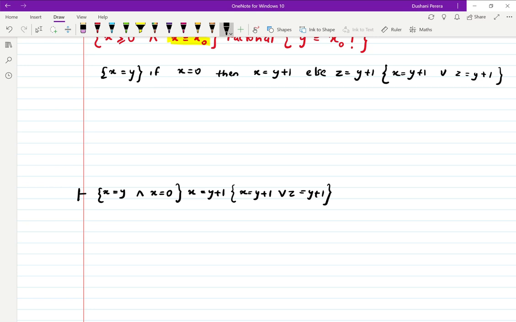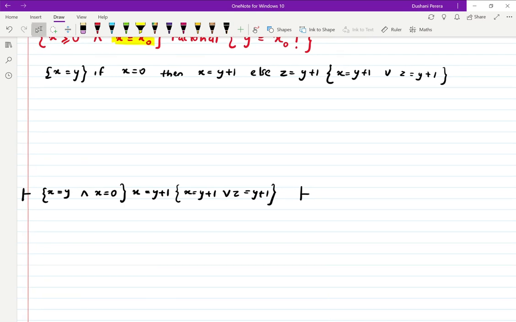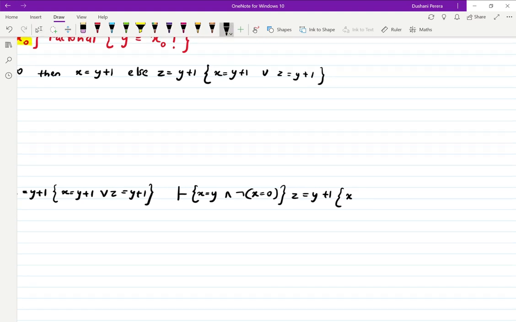Okay, so what I'm doing is I'm applying the proof rule for if. Then the next triple, now what we're doing is we're separating the if part and the else part. So the next one is P and negation C. So we have x equals y and negation of x equals 0. And then we have z equals y plus 1. And then finally we have Q.